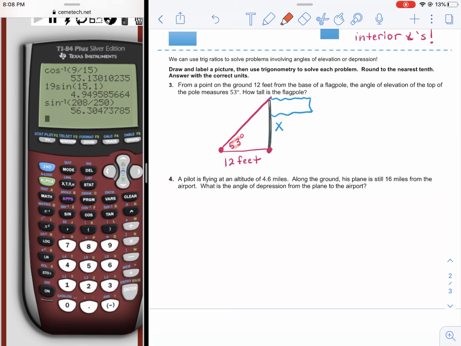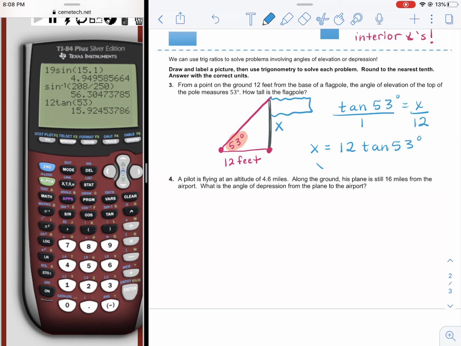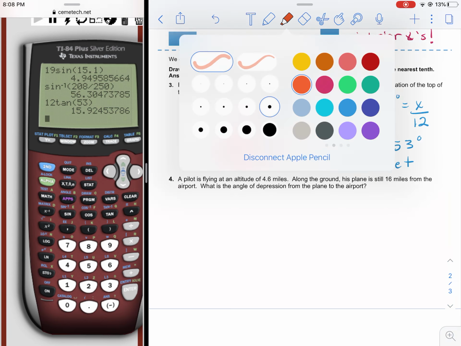Okay, so again, as long as you know how to draw the picture, now we have our angle, and we're working with the opposite side and the adjacent side, and so we know that the tangent of 53 degrees equals the opposite side over the adjacent side, and then we can go ahead and cross multiply. X equals 12 times the tangent of 53 degrees. And in the calculator, we do 12 times the tangent of 53, and we get 15.9, and so the flagpole is 15.9 feet tall.